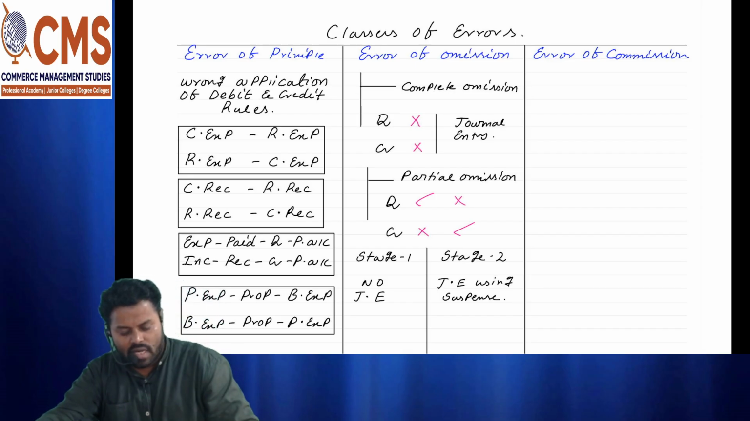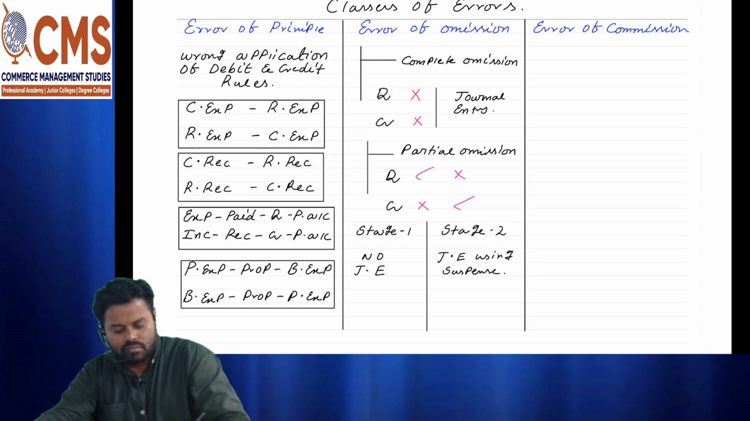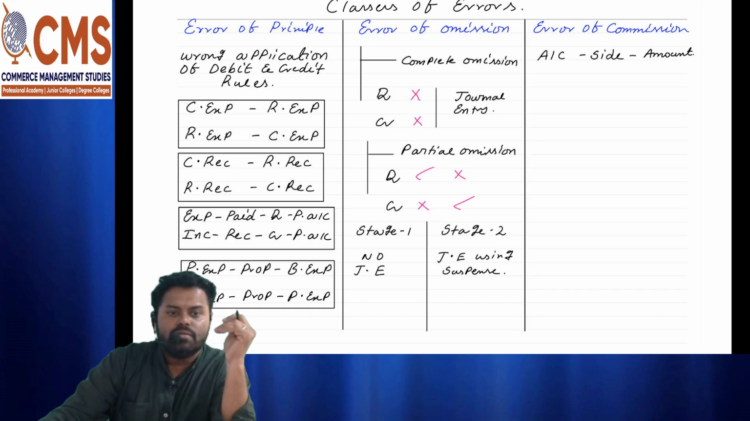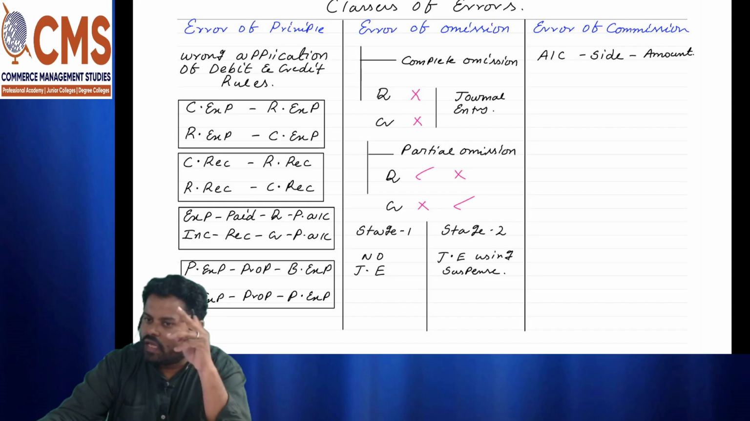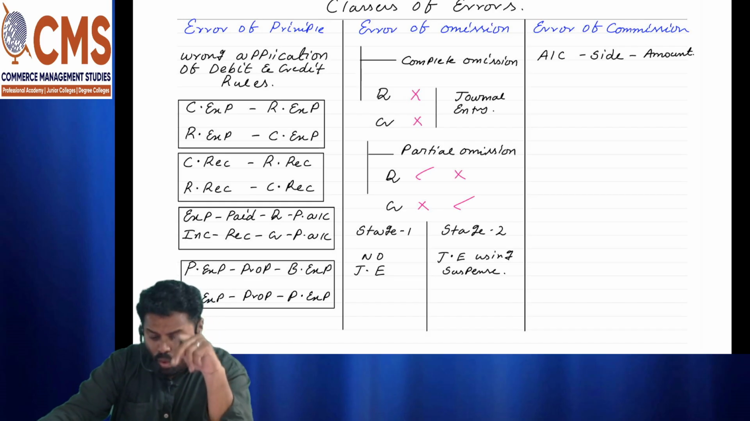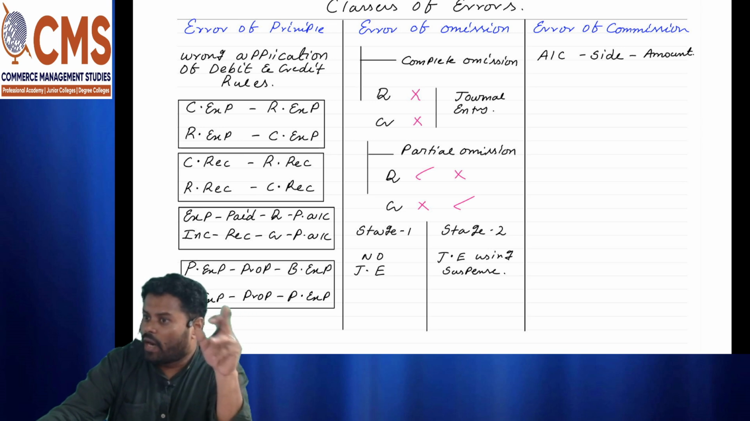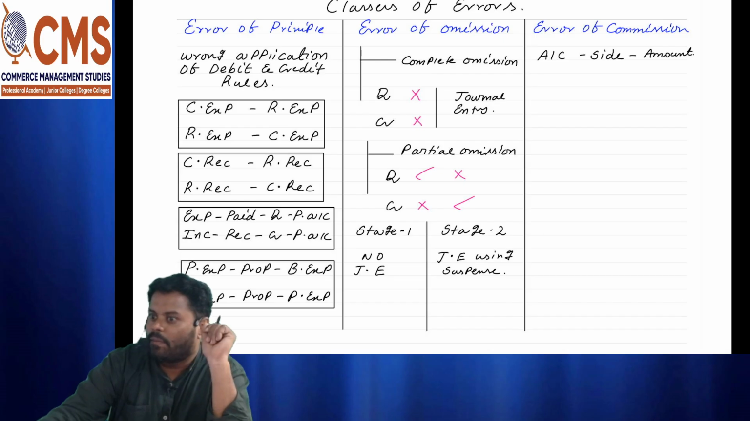Okay, now let's understand these classes here. Account will be there, side will be there, and amount will be there. Three things, and these headaches will start in your journal. You will have the headache in journal, and most of these errors of commission are committed not at journal, but at what is called posting time.